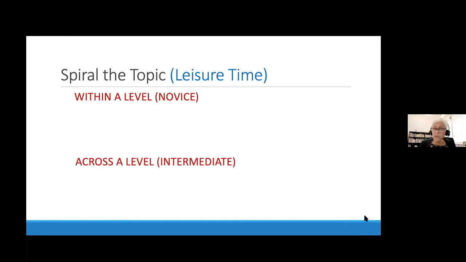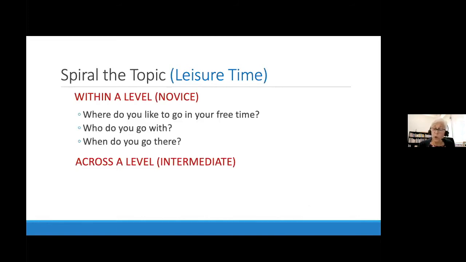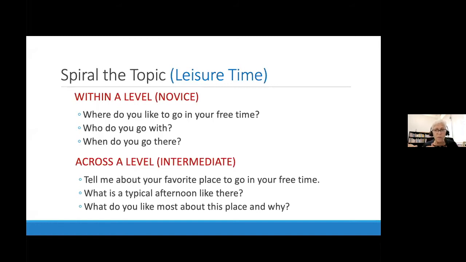So an example of spiraling the topic of leisure time might look like this, where you have questions and prompts such as, where do you like to go in your free time? Who do you go with? When do you go there? Easily answered at the word level, very highly familiar in context, and students just have to give answers. But now I want to keep them moving. I'm not going to stop at the novice level. Let me keep it going.